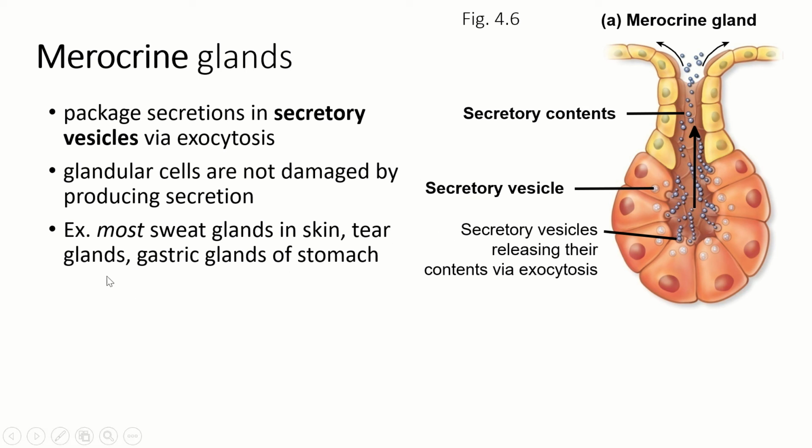Your tear glands that create your tears in your eyes, these are also merocrine glands. The gastric glands in the stomach, which we'll talk about when we do the digestive system. So these are really simple. Just build up little secretions, package them in vesicles, do exocytosis, and the contents of those vesicles then are released through the duct.